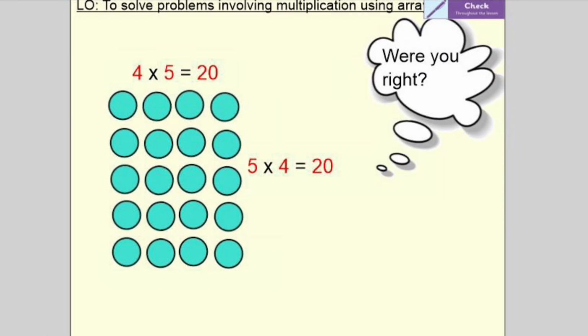Okay, let's take a look. So we've got 1, 2, 3, 4, 5 going down and 1, 2, 3, 4 going across. That means we've got 4 groups of 5. So 4 times 5, and then I counted in my 5s, 5, 10, 15, 20. So the answer is 20. Now, if 4 times 5 equals 20, then 5 times 4 is also 20.